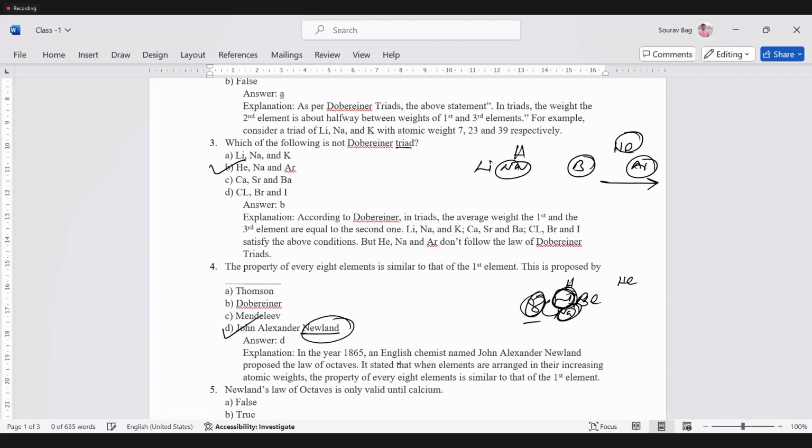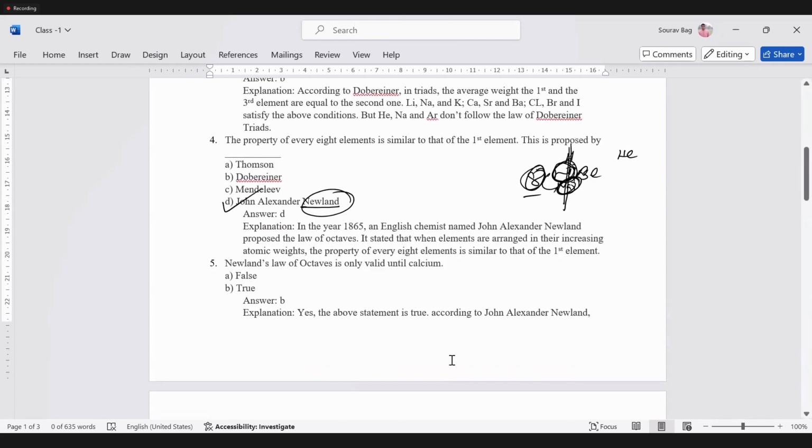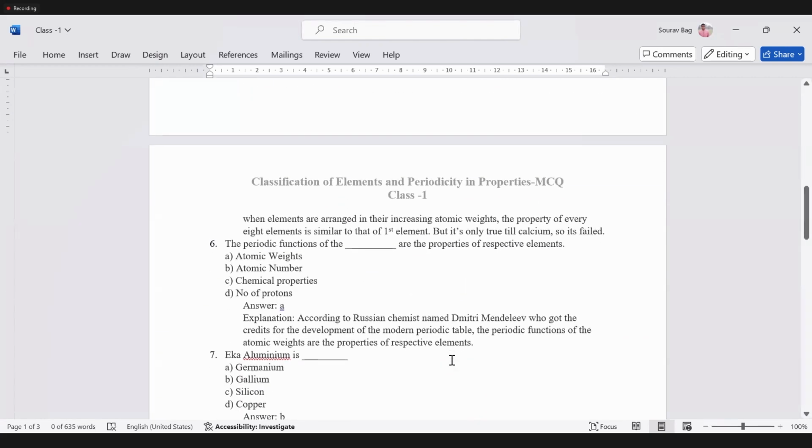Then lithium and sodium come in the same group, so they will have the same type of physical properties. Then Newlands' law of octaves is only valid until calcium. It is true because after that, not so many elements had been discovered. Then the periodic function of the properties of the respective elements will be the atomic weight, because according to atomic weight they classified the elements.